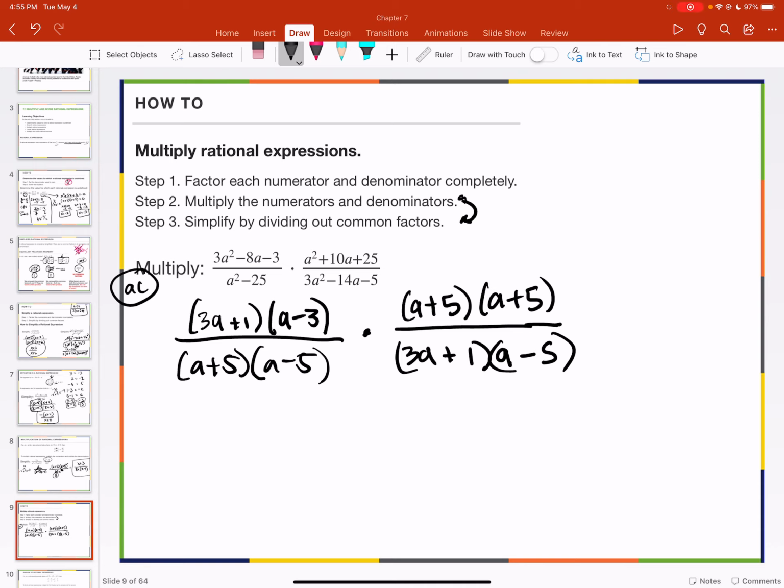So now let's go ahead and cancel out what they have in common. Is there anything in common here? We have a 3a plus 1, and we have an a plus 5 that we can get rid of. Final answer, we have a minus 3 times a plus 5 all over a minus 5 squared.